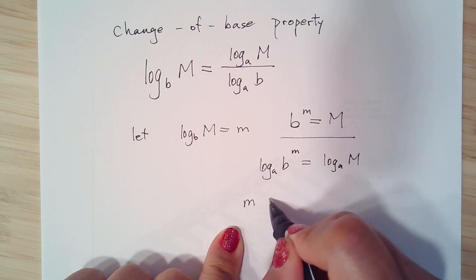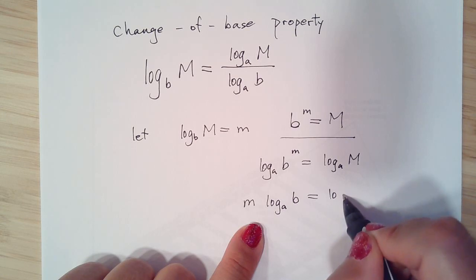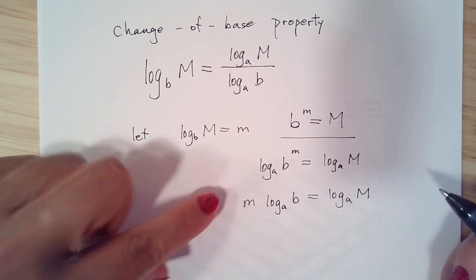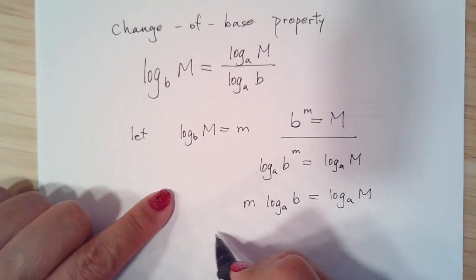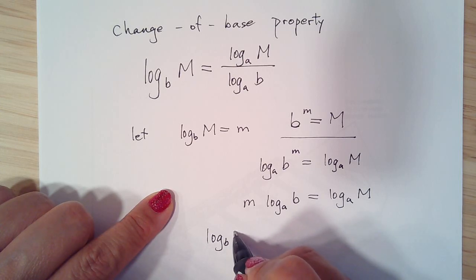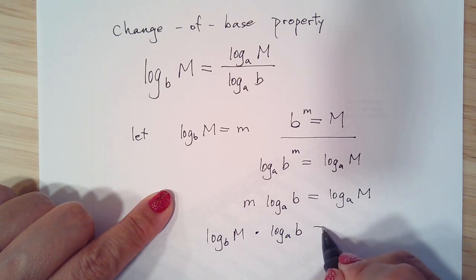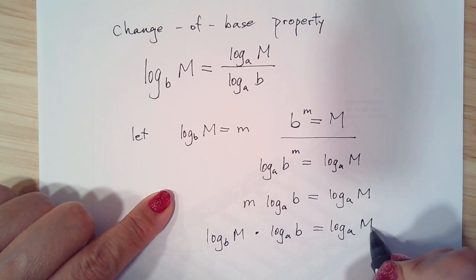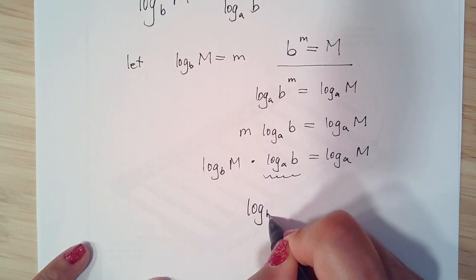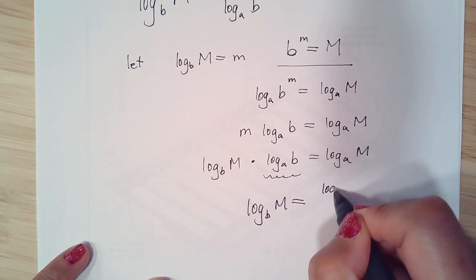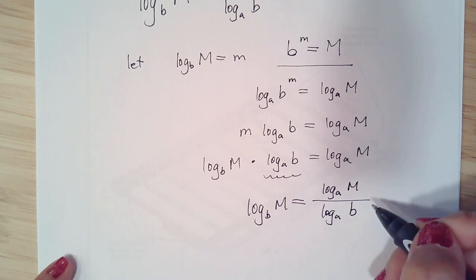So m log a b equals log a big M. And remember what is m? Here. You see that? So this m, that's log b M multiplied by log a b equals log a M. Okay, and then I divided by this guy on both sides. So I got log b M equals, changing the base to a, log a M over log a b. So I proved it.